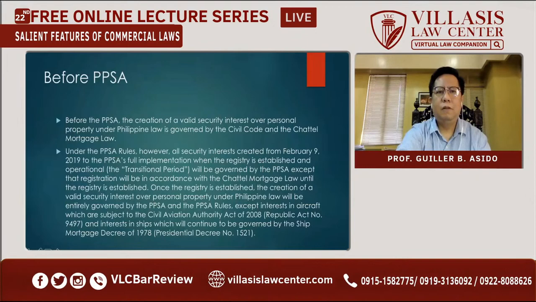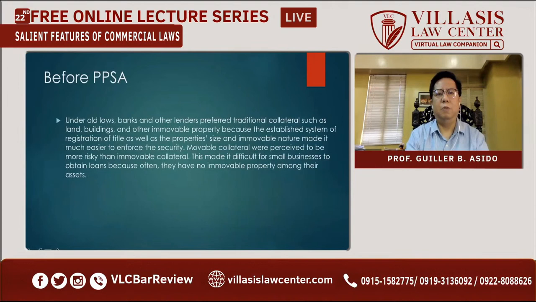Now, again, what was the situation before the passage of the PPSA? Under all rules, banks and other lenders prefer traditional collateral, definitely, such as land, buildings, and other immovable property. Because, basically, the financial institutions prefer registered title, and the property's type, size, and immovable nature made it easier to enforce the security that's the subject of the contractual obligation.